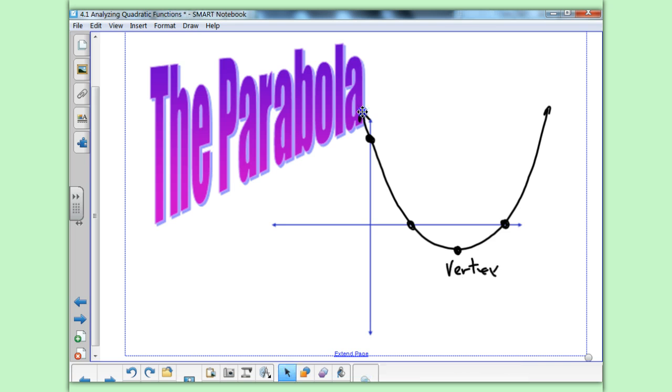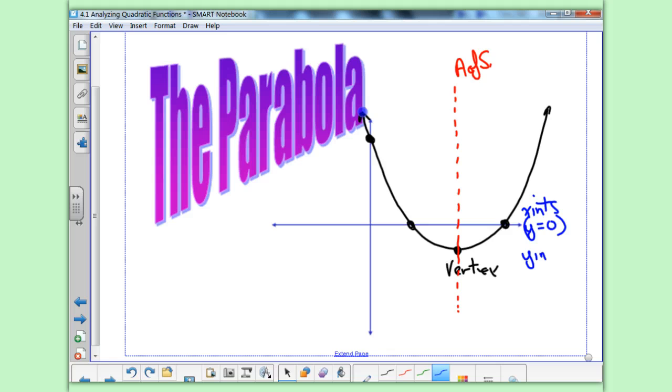With that vertex, there is a line, and I'm going to make that a red line. It splits this parabola in half, and it is called the axis of symmetry. Let's make note of some of these special points. X-intercepts are special because at x-intercepts, the y value equals 0. Y-intercepts on any graph are also special, and the key characteristic of that point is that x equals 0.